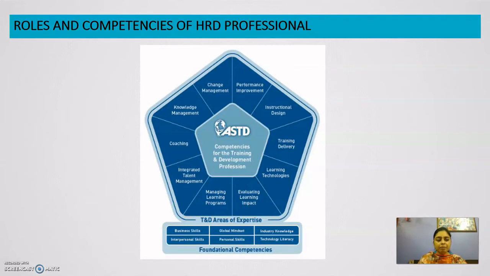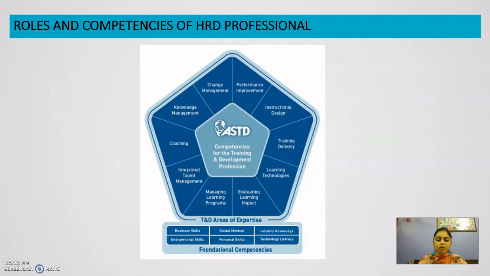It is a model which redefines the skill and knowledge required for trainers to be successful now and in the future. It actually captures changes driven by digital, mobile, and social technology, demographic shift, globalization, and economic forces. You can see here they have updated the earlier ASTD model, and they have now divided it into 2 parts: foundational competencies and training and development area of expertise.